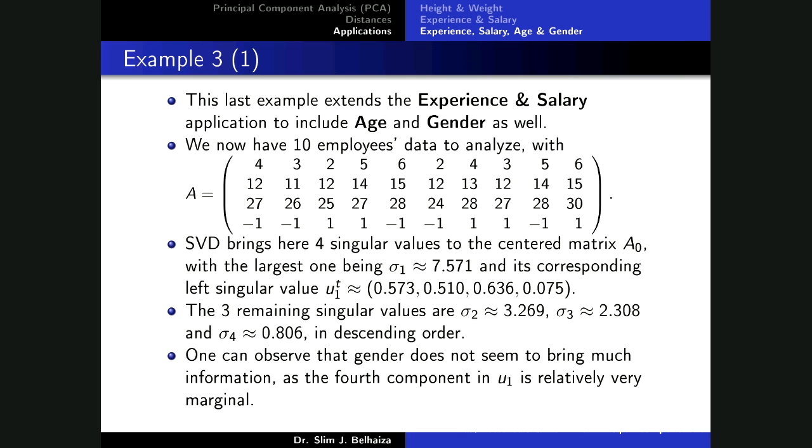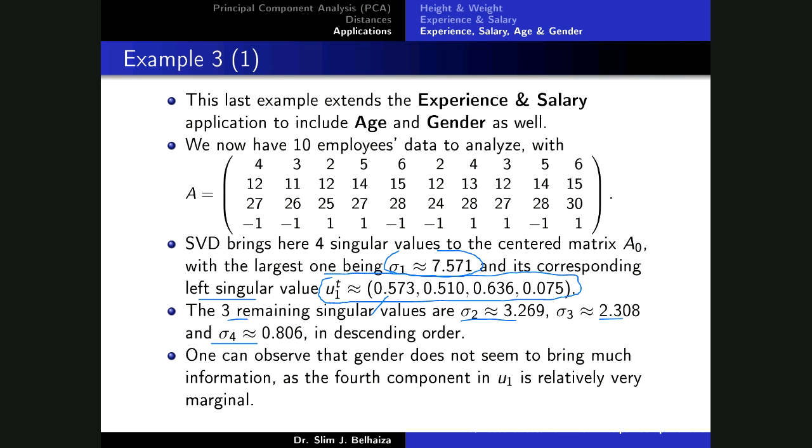Here. Okay. So we were able to obtain the left singular vector which corresponds to the largest singular value, which is 7.5 here. And the 3 remaining, I'm listing them also, are here. But one can observe here, what do you observe, Shadab, when you look at the left singular vector?